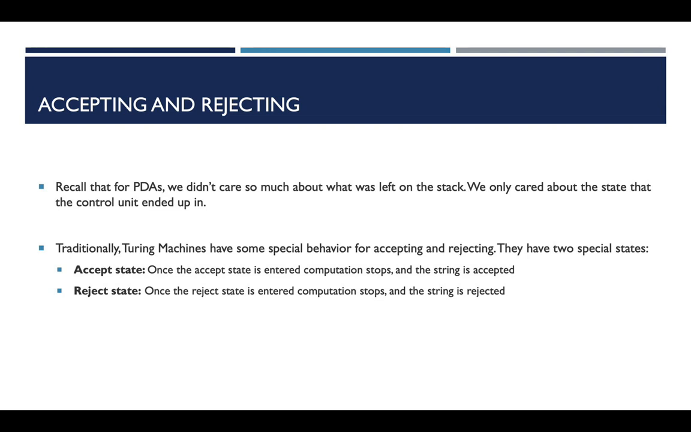So the nuance here is that unlike push-down automata, unlike deterministic and non-deterministic finite acceptors, we have accept states and reject states that, once we hit them, computation stops. We don't necessarily have to finish computing or looking at all the input. Once we hit these states, computation is over, and we know either the string is accepted or the string is rejected.